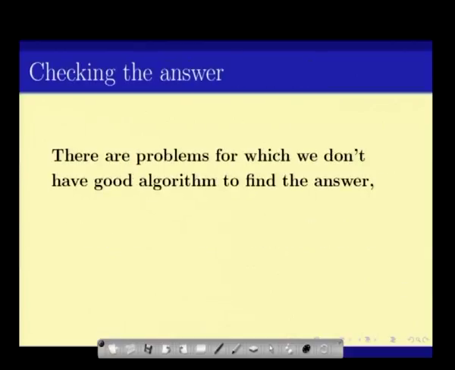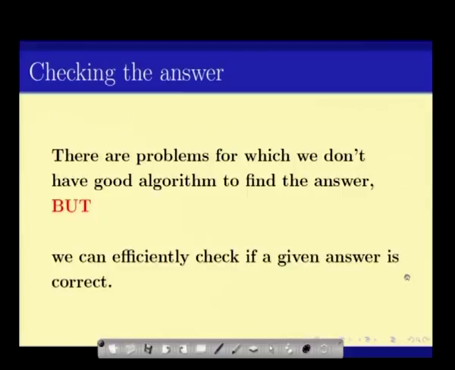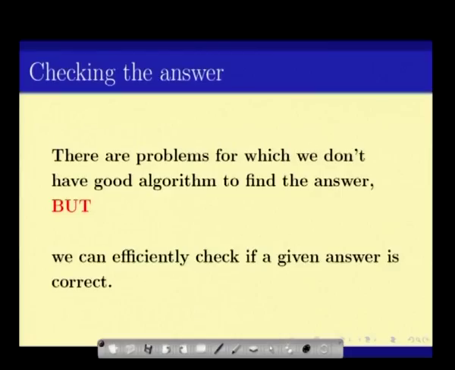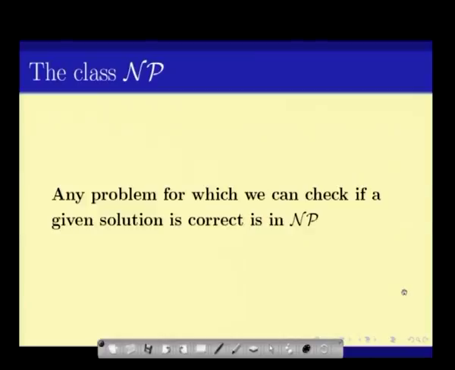So, there are problems for which we do not have a good way to find an answer, but we can efficiently check if the answer is right. It is like I am a teacher, there is a problem, I do not know how to solve it, but as a student you give me an answer and I can verify whether the answer is right. So, it is like a teacher-student relationship, and this brings us to the next class called NP.